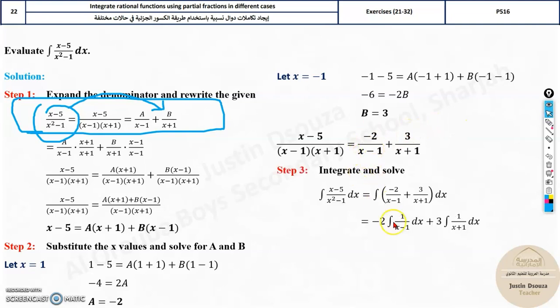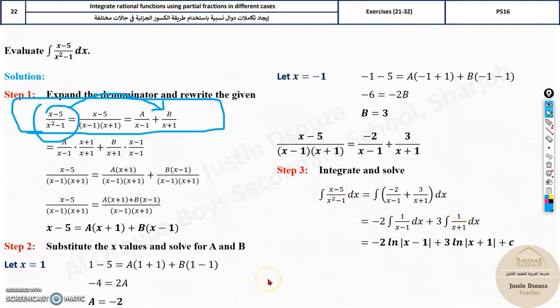Integrate this. It is natural logarithm. Minus 2 is a constant. Remove it out. 1 by x minus 1. Natural logarithm x minus 1 magnitude must be written. Same thing. 3 natural logarithm x plus 1 and the constant of integration. This is how we solve this problem.